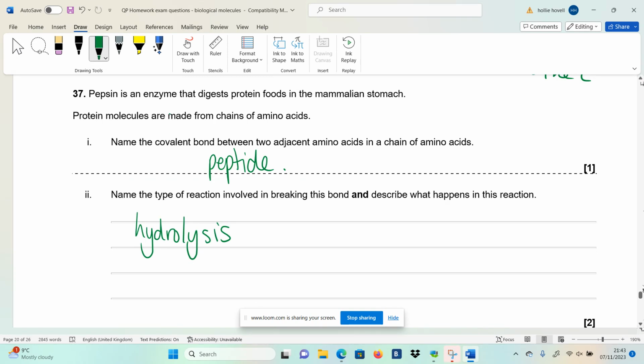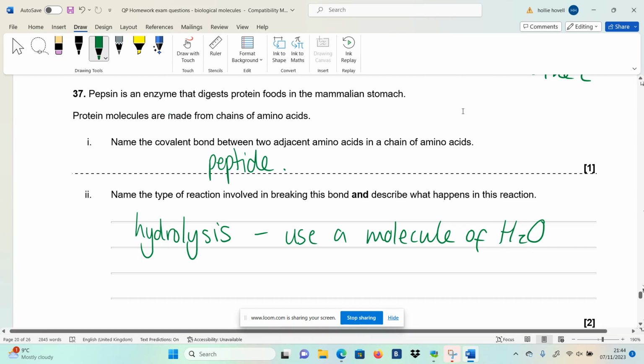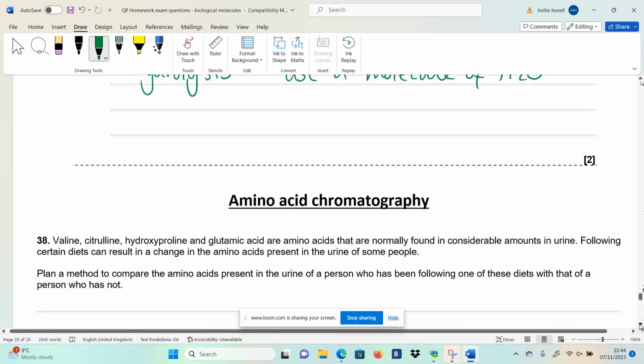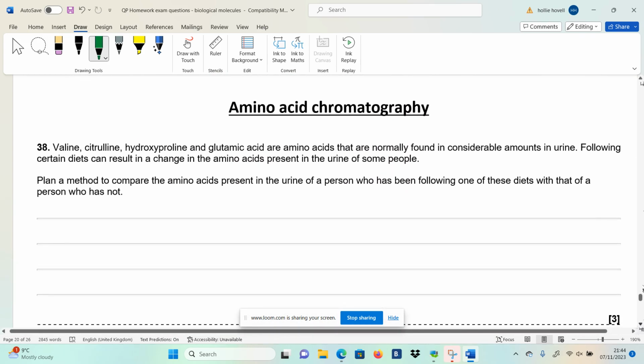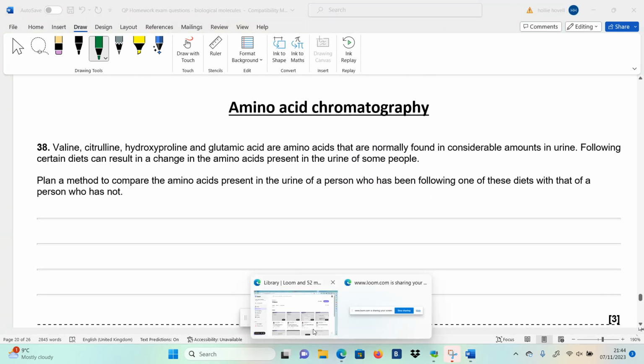We know that condensation reactions make a molecule of water. Hydrolysis is the opposite, so they use a molecule of water. So condensation reactions make water, hydrolysis reactions use water. Okay, that moves us on to the last section, which is amino acid chromatography, which I'm just going to do in a separate video in a second. Okay.